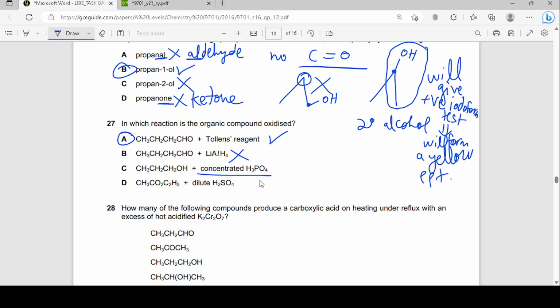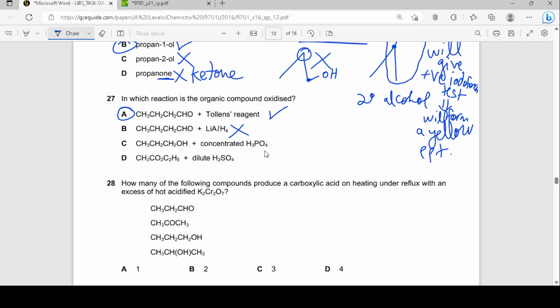And then you have concentrated H3PO4. So concentrated H3PO4 with an alcohol, I would assume it has a similar reaction to concentrated H2SO4 with alcohol under the effect of heat. So basically, it would be a dehydration reaction or an elimination reaction to form an alkene, right? So you get CH3CH=CH2. I would assume that. So that's definitely not oxidation though, so I would cancel that as well. We've already got the answer as A, but we're just checking the other options.